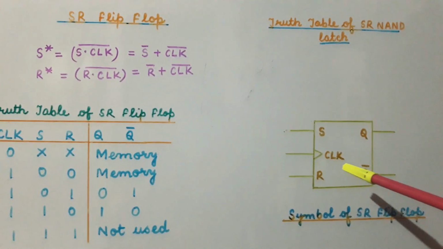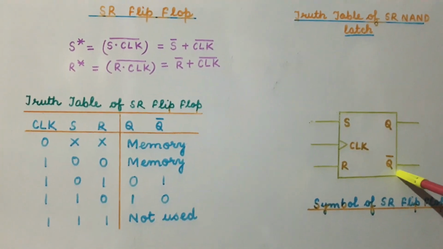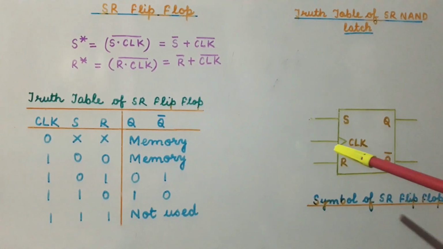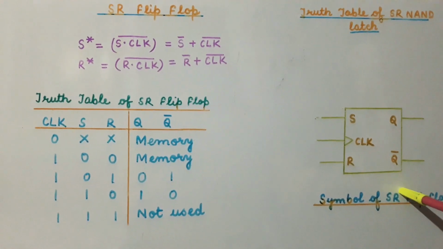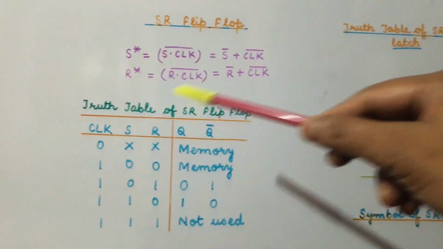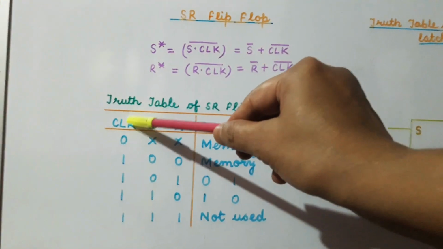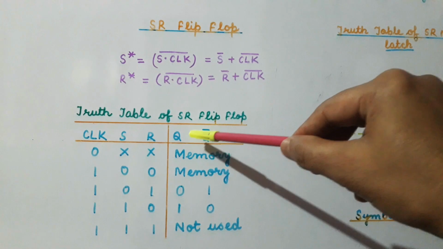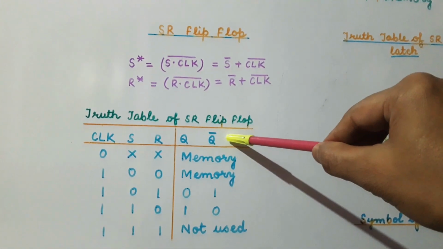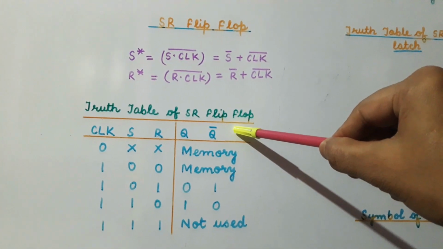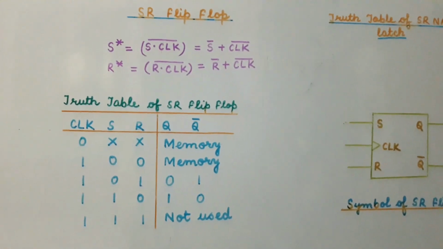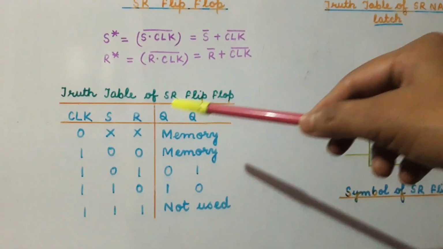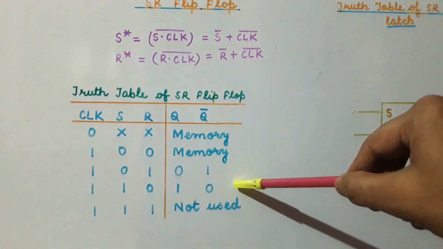Now let us make the truth table of the SR flip-flop. We know that the truth table shows the relationship between the input and the output variables. So we have drawn a truth table showing three inputs, clock, S and R, and two outputs, Q and Q bar. Now let us find out the values of this truth table.